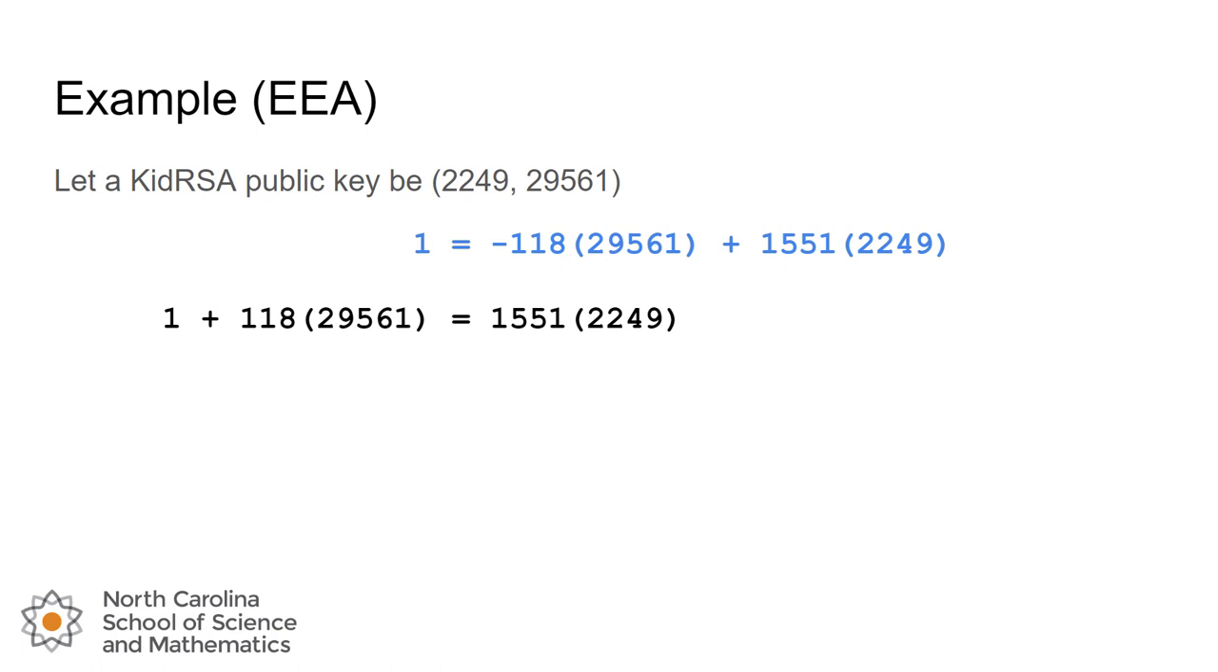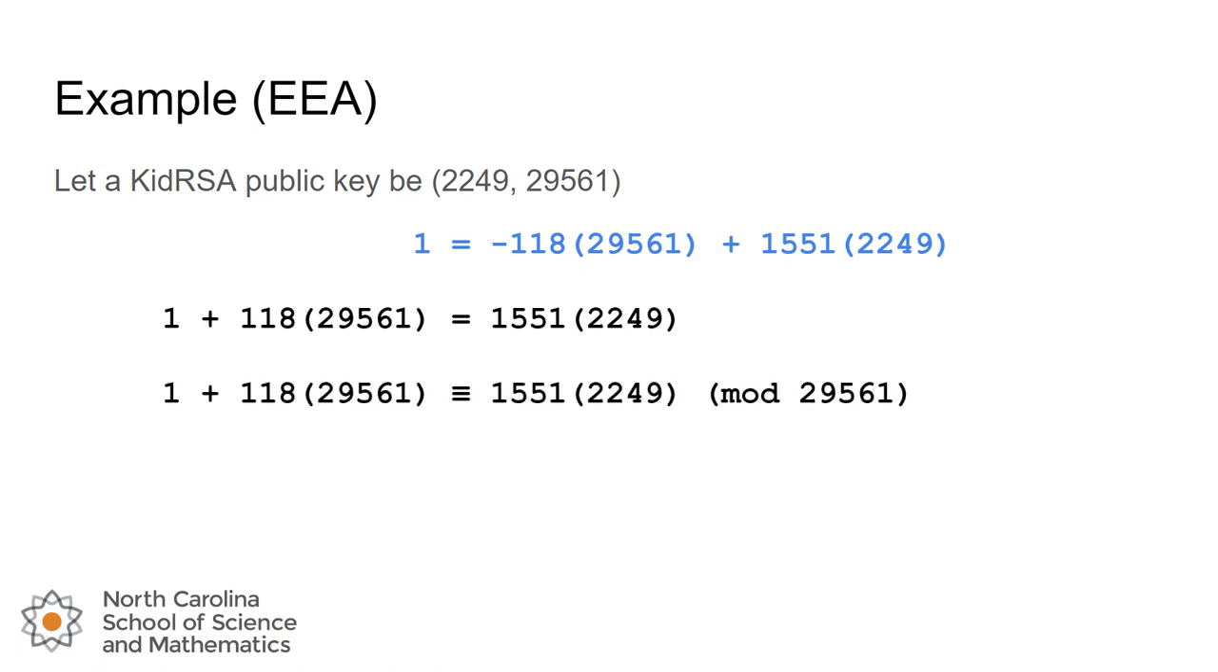That's the private key times the public key. At least that's what we believe to be true. Let's see why that actually is known to be true. If we take this equation and we reduce it mod 29561, that left-hand side is going to just boil down to 1. Now, why is that? Let's take a look at that left-hand side on the previous row. 1 plus some multiple of 29561 modded by 29561.